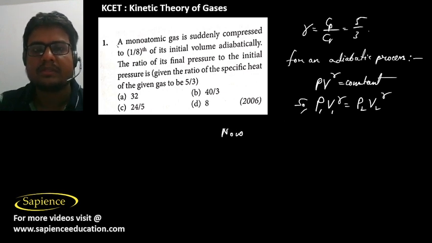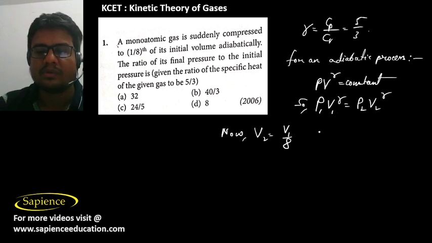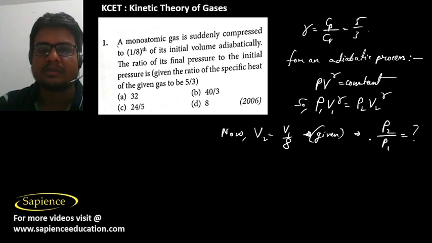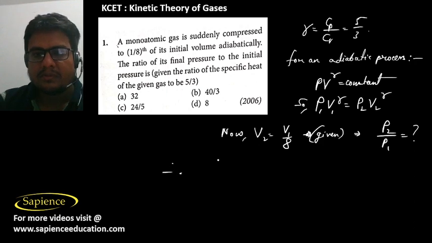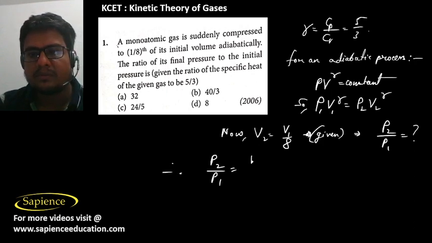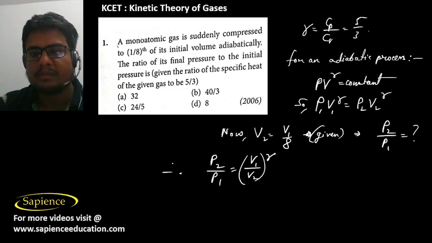Now it is told that the monoatomic gas is compressed to 1/8 of its initial volume. So V2 is V1 by 8, if I take V1 as the initial volume and V2 as the final volume. It is being asked to find the ratio of the final pressure to the initial pressure, so P2 by P1 has been asked. Therefore, P2 by P1 is equal to (V1 by V2) whole power gamma. From here we see that V1 by V2 is equal to 8.